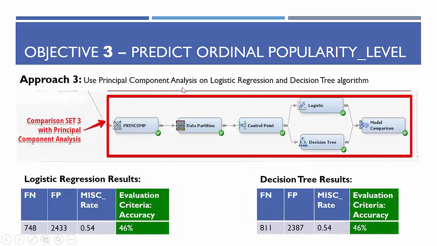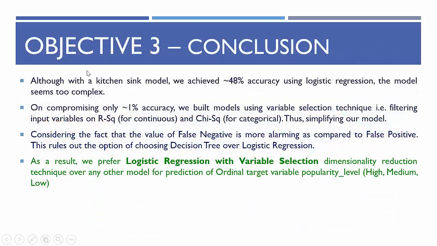In approach 3, we used principal component analysis on logistic regression and decision tree, and again received similar accuracies. We came to a conclusion similar to objective 2: with the kitchen sink model, although we received higher accuracy, the model was too complex, and by compromising only 1% of accuracy, we built better models based on dimensionality reduction techniques. Again, using the same logic of the minimum number of false negatives, we came to the final conclusion that logistic regression with variable selection technique would be the better choice for objective 3.